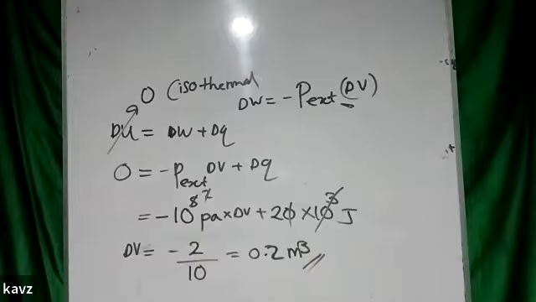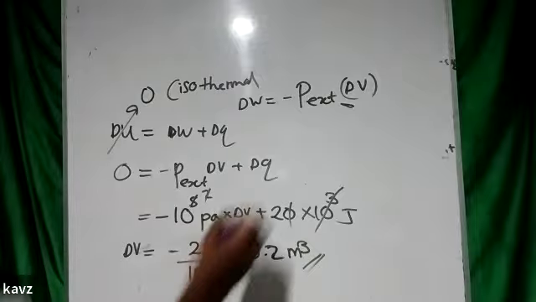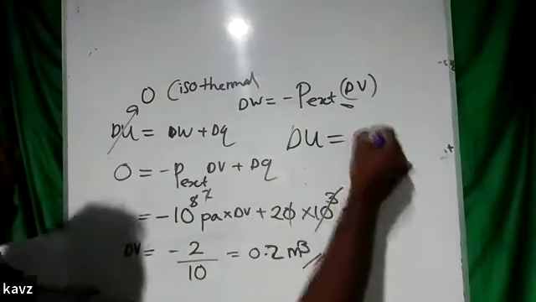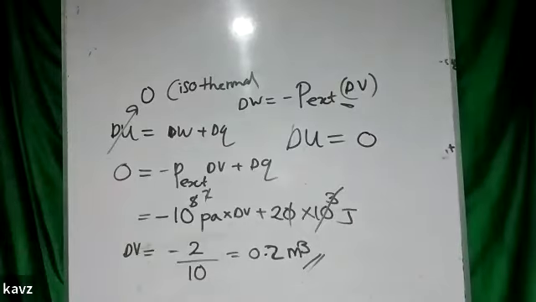Okay, fourth one. An ideal gas is placed in a rigid closed container. Closed container means closed system. In a closed system delta U is 0, the answer is 0. Okay, fifth one. A system takes up 500 cal of heat and does 100 calories of work. What is the delta U of the process?